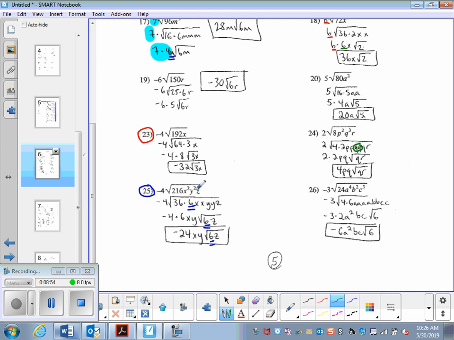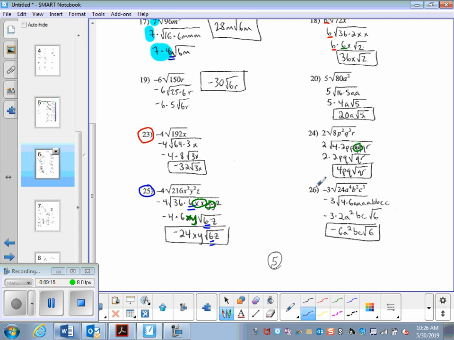All right, now I've got the square root of x squared, so 1 pair comes out. And then the square root of y squared, so 1 pair comes out. And then there's nothing to remove with the z. So our final answer here is going to be negative 24xy, and then we have the square root of 6z. Finally, here we're on the last problem.